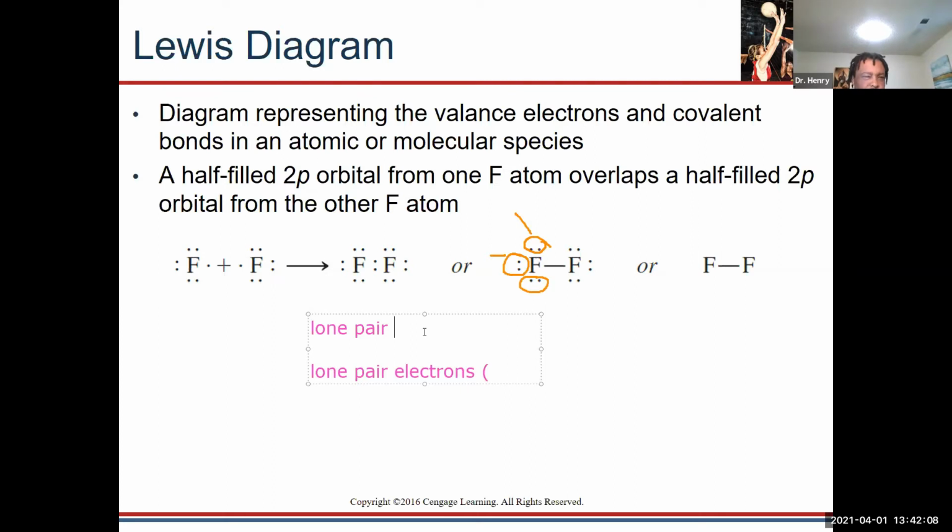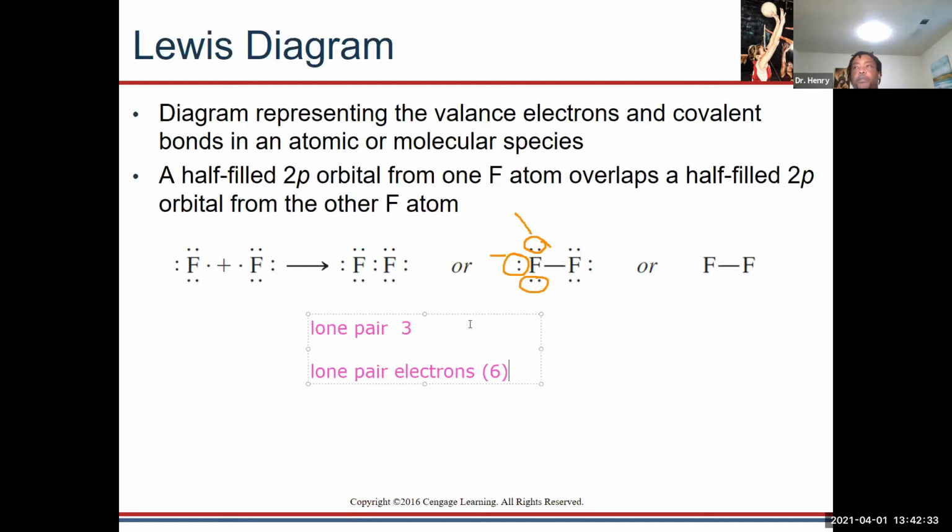Okay, does that make sense? Do you see the distinction between it? So fluorine has 3 lone pairs, which is 6 lone pair electrons. Okay, now, why is this important? Because we do something called formal charges. Formal charges allow us to figure out how stable molecules are.